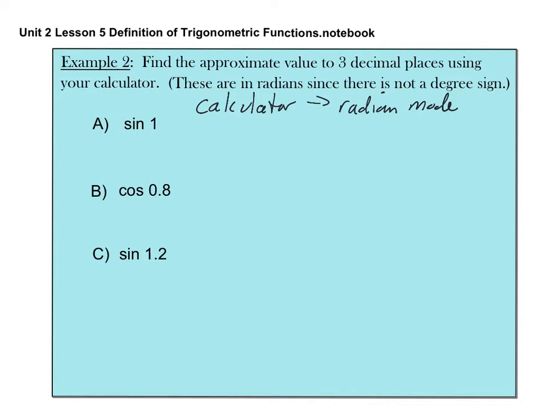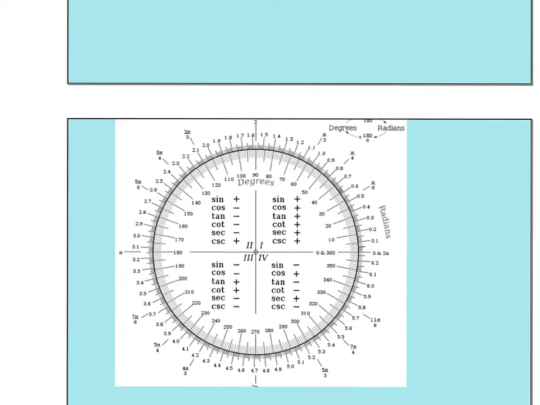So if I put in the sine of 1, you should get 0.841 for an answer. Now if I do cosine 0.8, that's going to be 0.697 for an answer. Sine of 1.2 is 0.93. So all you're doing is literally switching your calculator to radian mode and just plugging that in. That's literally all you're doing.